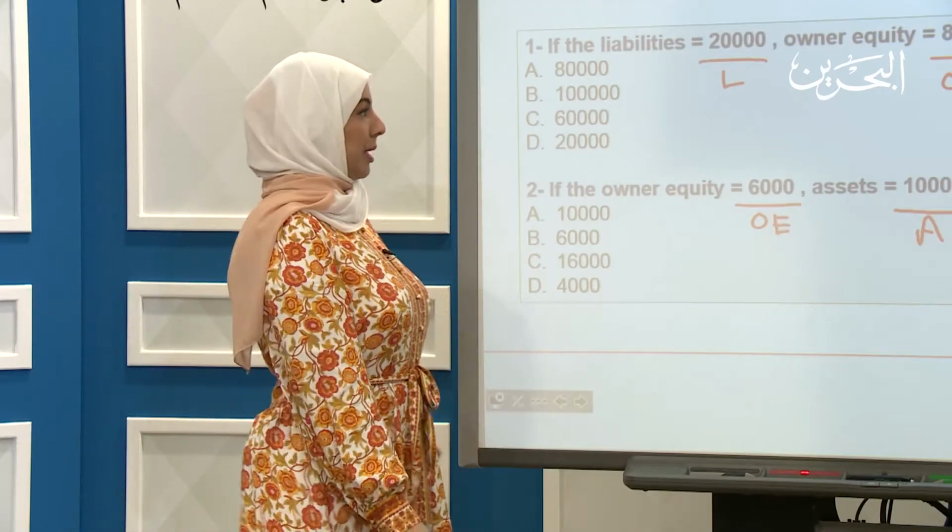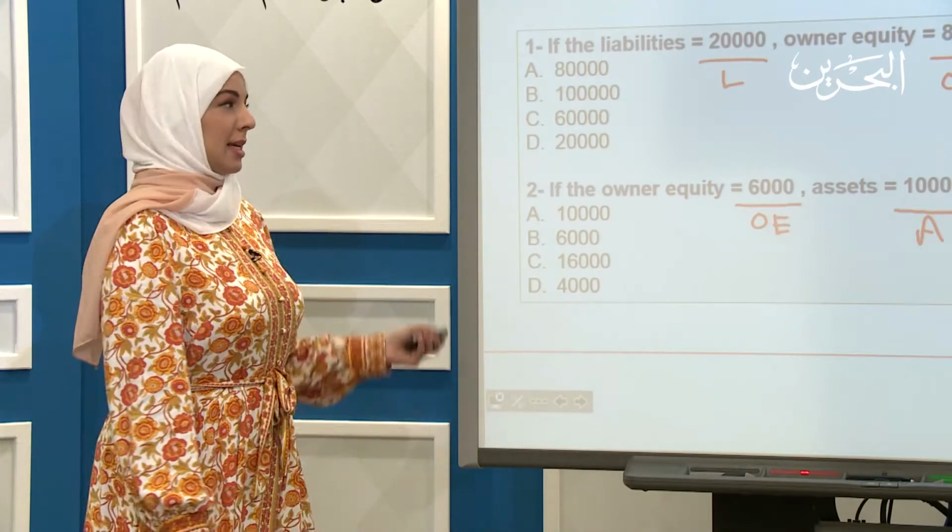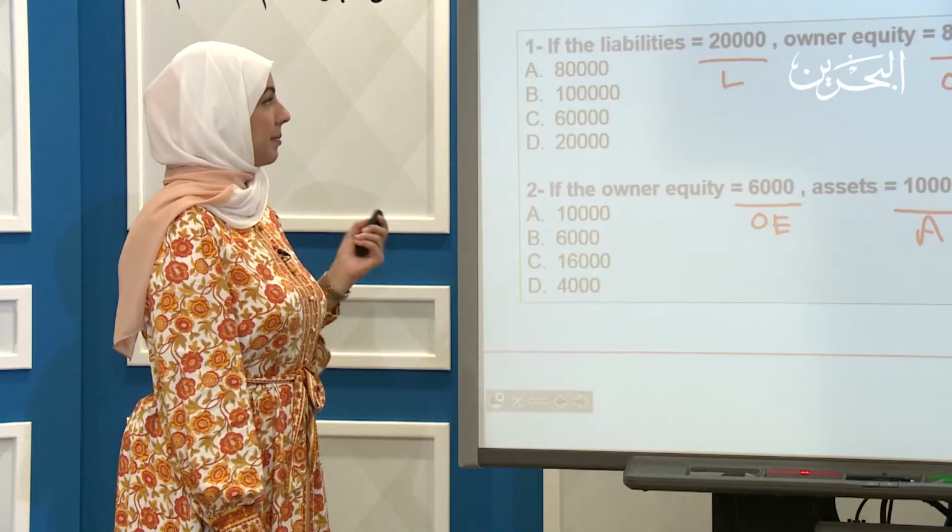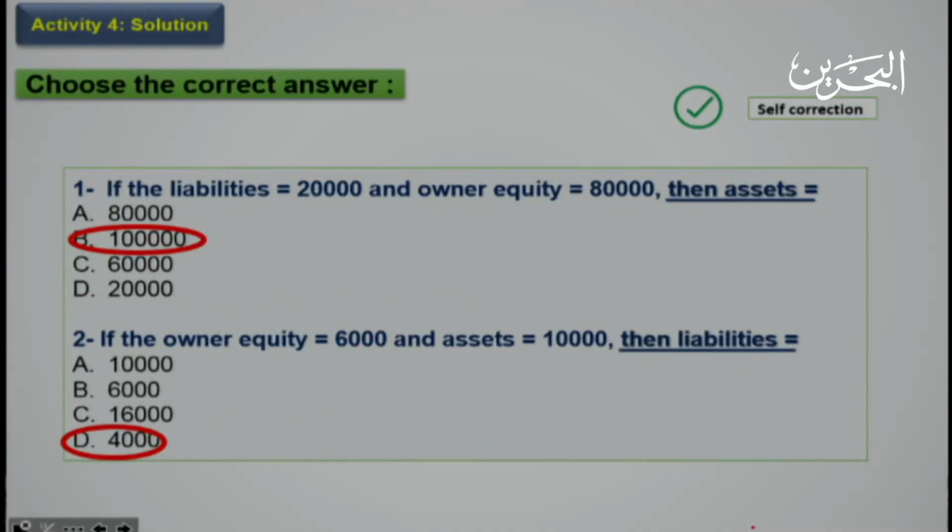After you finish thinking, my dear student, let us check our answer. For the first one, the liability is 20,000. The owner equity is 80,000. So how can we get the assets? The missing figure is the assets. So our answer is 100,000.